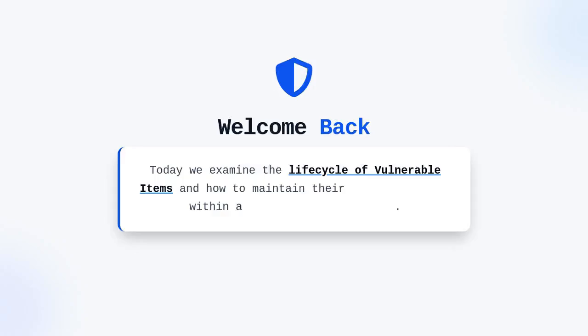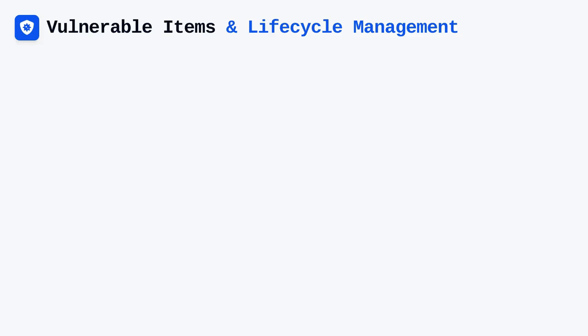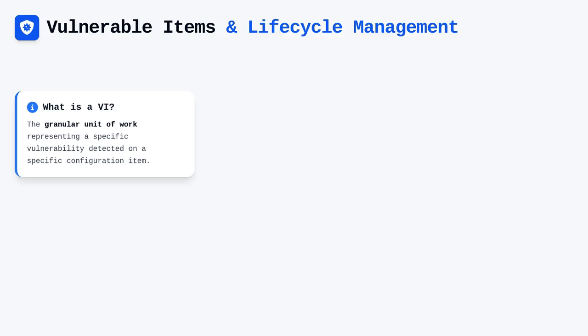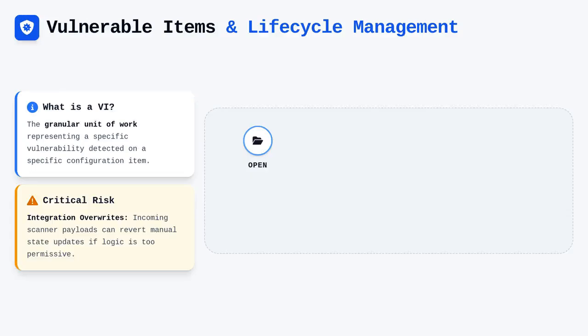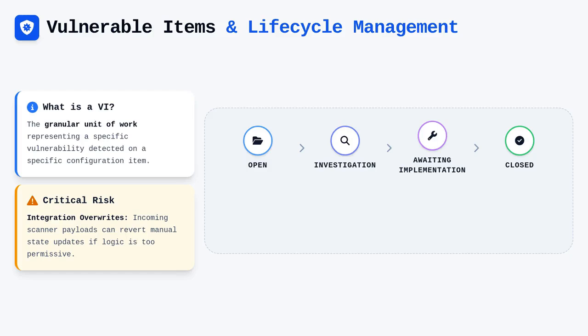Welcome back. Today we examine the life cycle of vulnerable items and how to maintain their state integrity within a ServiceNow environment. Vulnerable items are the granular units of work within the Vulnerability Response module, representing a specific vulnerability detected on a specific configuration item. Managing these records requires a clear understanding of the state model, which transitions through lifecycle stages such as open, under investigation, awaiting implementation, and closed.